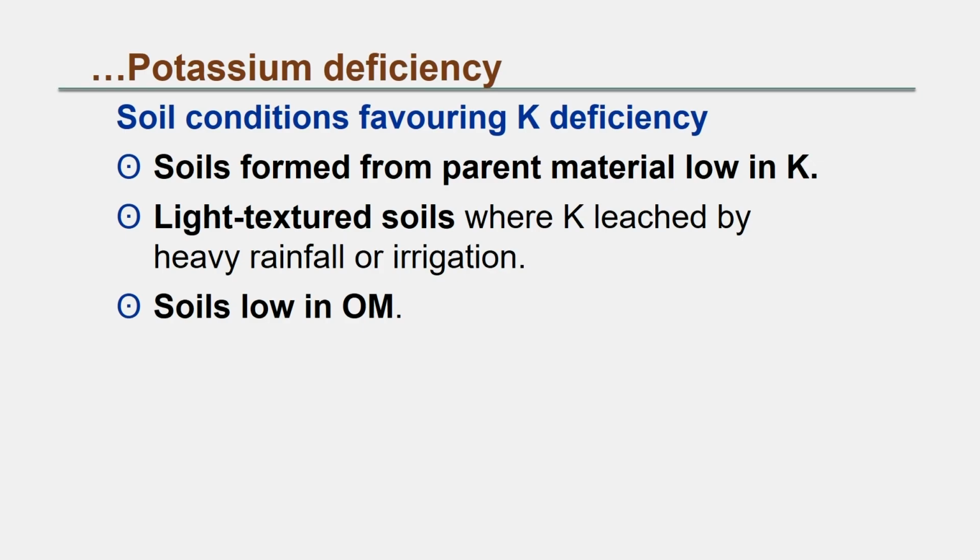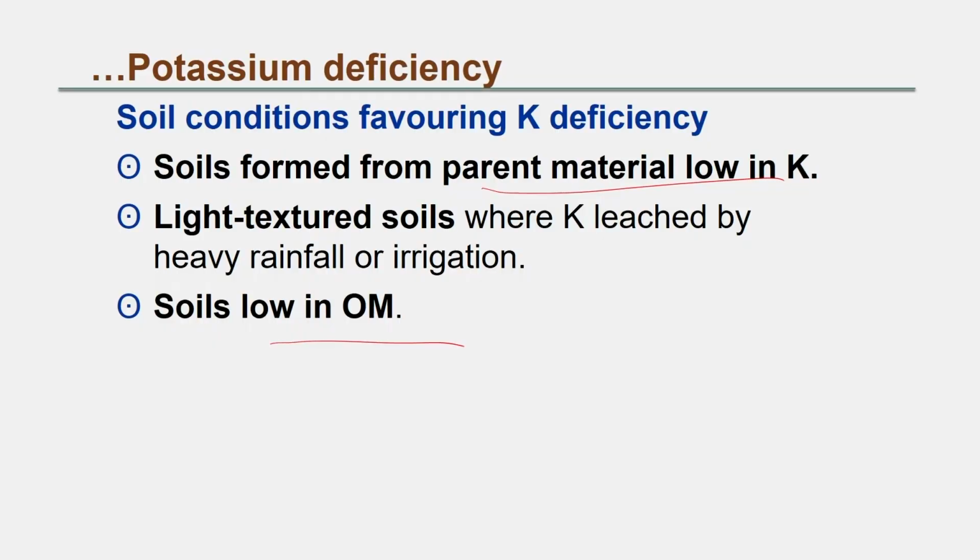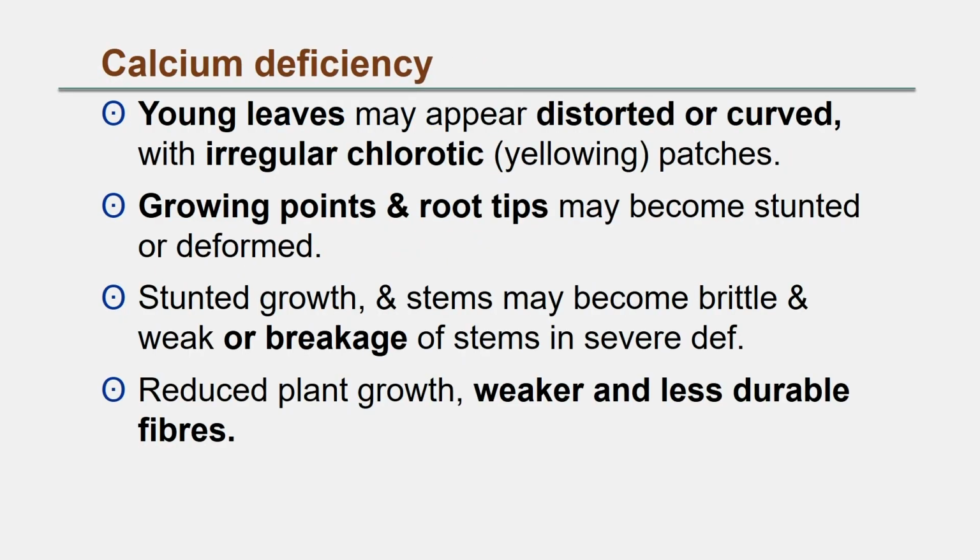Soil conditions favoring K deficiency. Soil formed from parent material which is basically low in potassium. Therefore, such soils may be low in potassium. Light texture soils where leaching can occur, particularly due to excess irrigation or excess rainfall. And soils low in organic matter may also be lower in potassium.